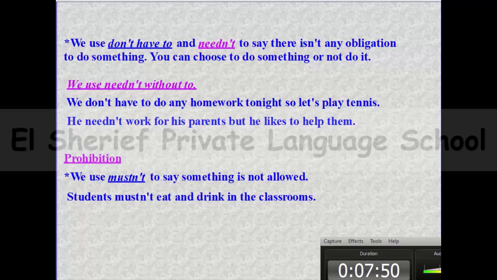He needn't work for his parents, but he likes to help them. And the last thing here was the prohibition. Prohibition, we use mustn't to say something is not allowed. Students mustn't eat or drink in the classroom.